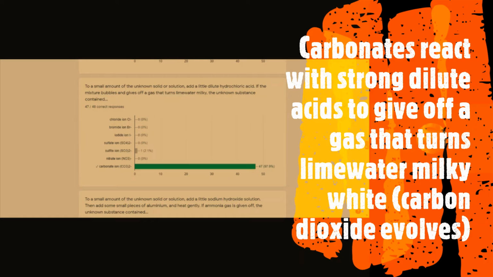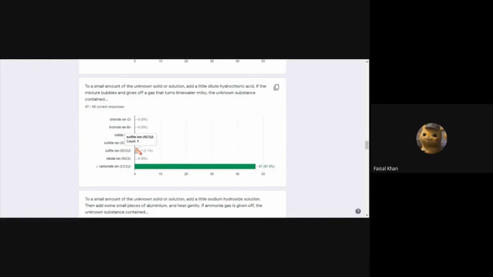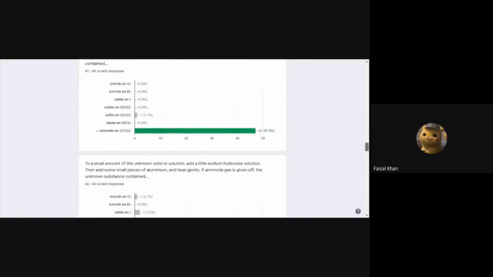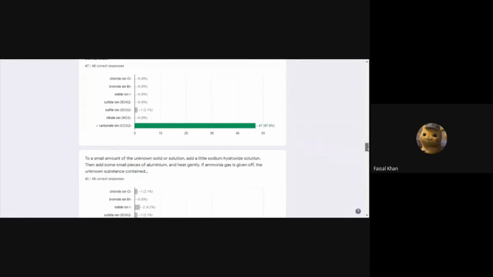Carbonate ion seems to be very successfully done, apart from one that I don't know whether that's an anomaly or whether that person just decided to select random answers. If there was a mistake with carbonate, I would think they would click sulfate or chloride because they would see a white precipitate. But virtually everyone got carbonate right. 98% of people actually got carbonate.